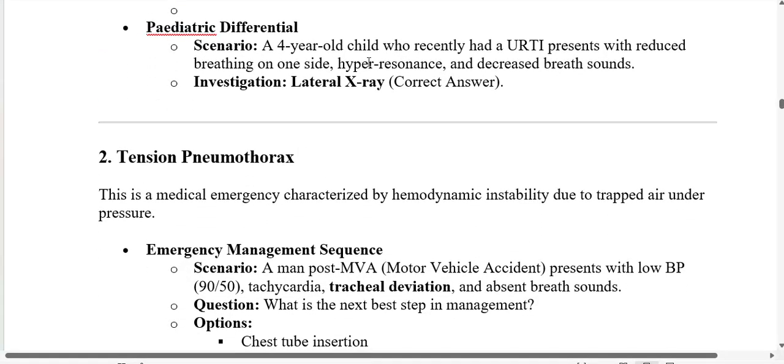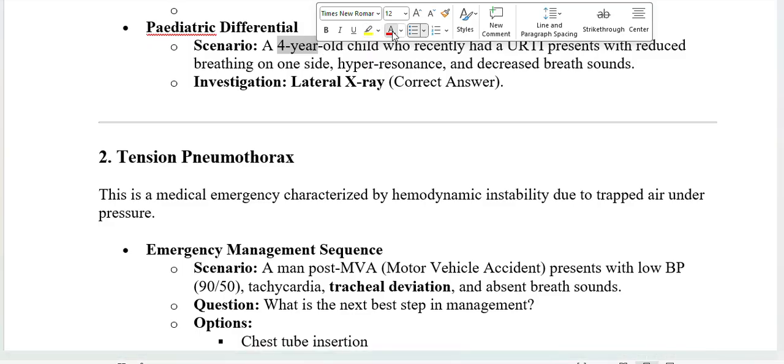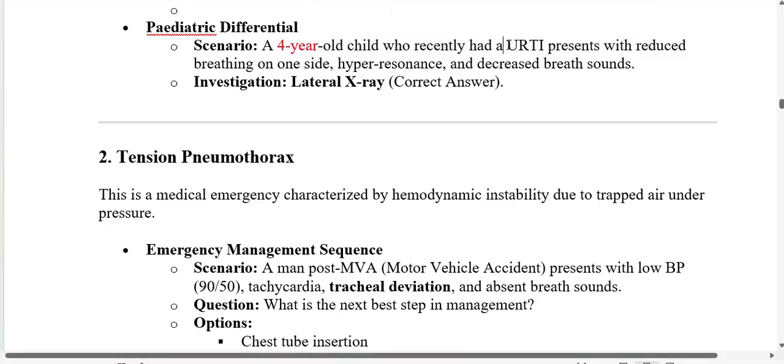Okay. A 4-year-old child who recently had an upper respiratory tract infection presented with reduced breathing on one side, hyperresonance and decreased breath sounds. So what is the answer? This is a very confusing question. It looks like pneumothorax, but I just thought, it's a 4-year-old, and previously had an upper respiratory tract infection. I'm still not sure about this answer, but I'm leaning towards this answer.